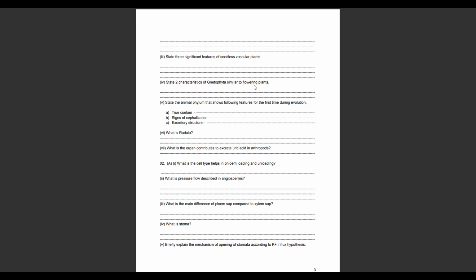Roman number 5. State the animal phylum that shows the following features for the first time during evolution. True coelom. Which has a true coelom? Phylum Annelida. Right? Annelida. It should be Annelida, not Annelids. If you write Annelids, no marks.